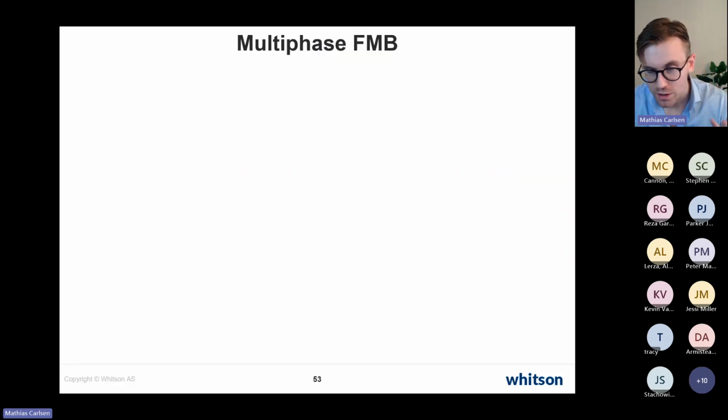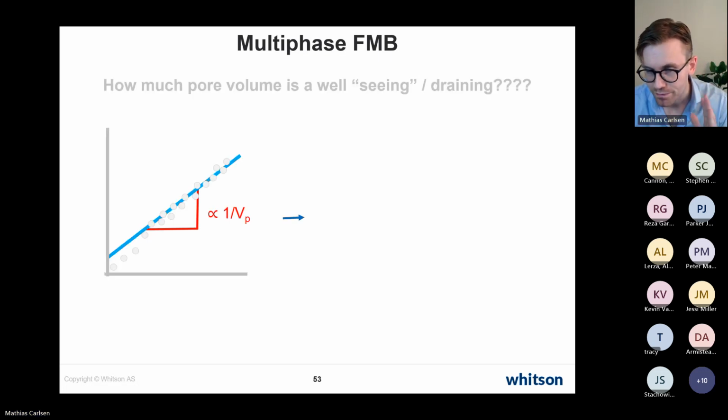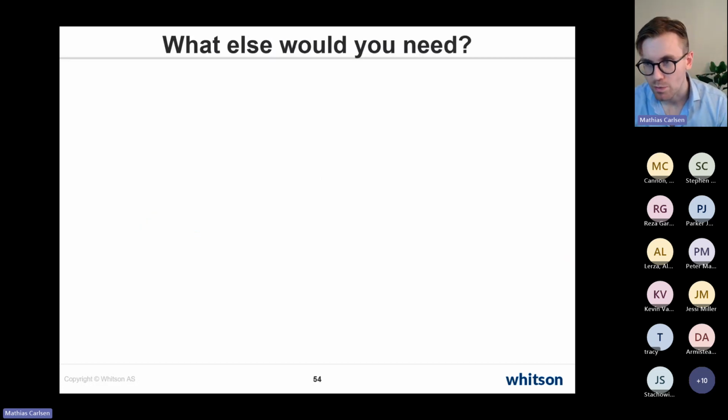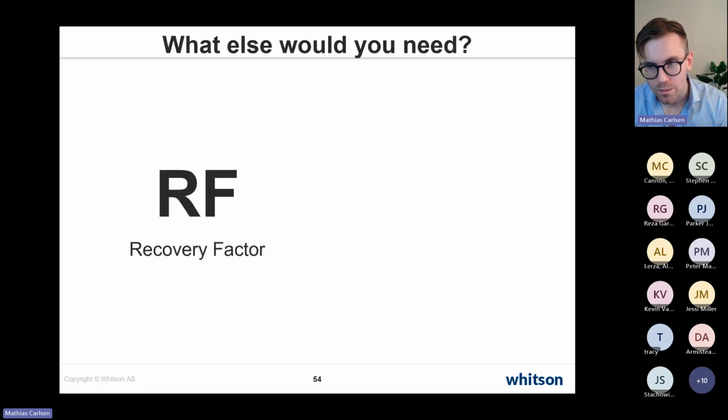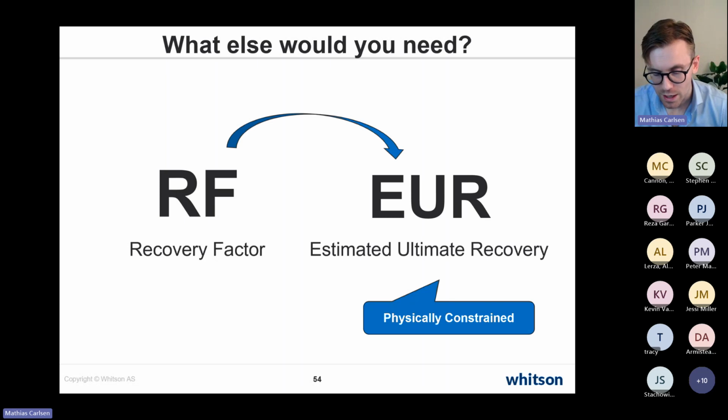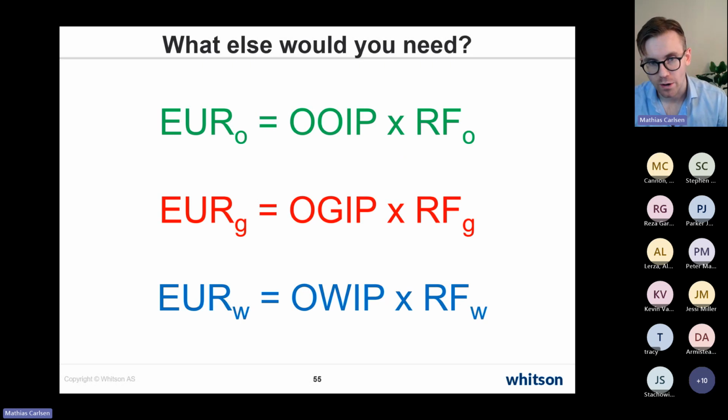So again, we've emphasized this 3 times now, that Multiphase FMB gives us the size of the tank. That's what Multiphase FMB does. To get an EUR that's physically constrained, we need to know a recovery factor. That's this guy right here. So how do you get recovery factor? Or how do you get EURs? Well, the definition of EUR is provided here.